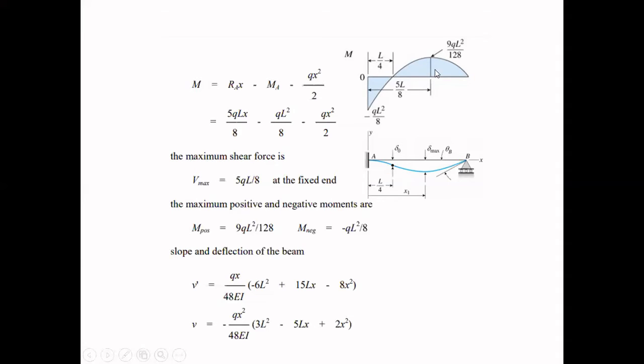This portion is a positive moment, and this portion is giving a negative moment. When we talk about the positive moment, the highest peak is this point, and over here the highest positive moment is 9qL square by 128. And when we talk about the negative moment, this is the highest peak, and this gives the value of qL square by 8.